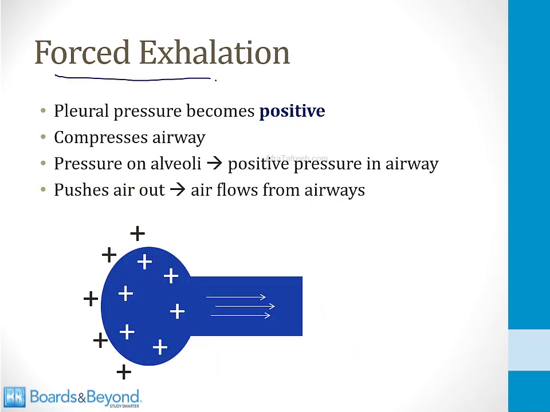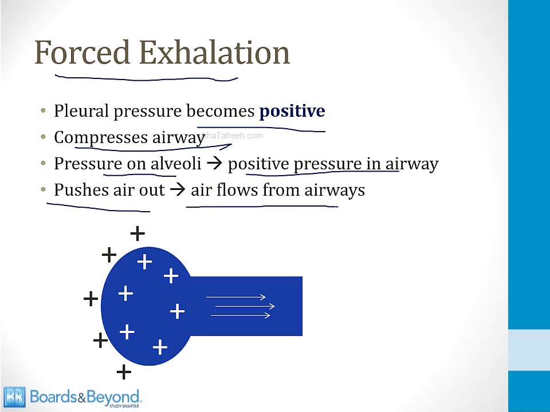Now let's talk about forced exhalation. When you use all your muscles to push air out of your lungs as hard and as quickly as possible, the physiology of this process of forced exhalation is different than the physiology we've been talking about for normal quiet breathing. During forced exhalation, the pleural pressure becomes positive. This is going to compress the airway and put pressure on the alveoli and generate positive pressure in the airway, much higher than what you get during normal quiet breathing. And this is going to push air out, and air is going to flow from the airways.